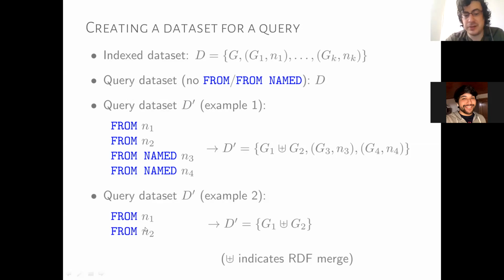Another example, we can just use from, and in that case our query data set will just be the merge of G1 and G2. We could also use only from named, in which case we would have an empty default graph, and we would just have some named graphs.